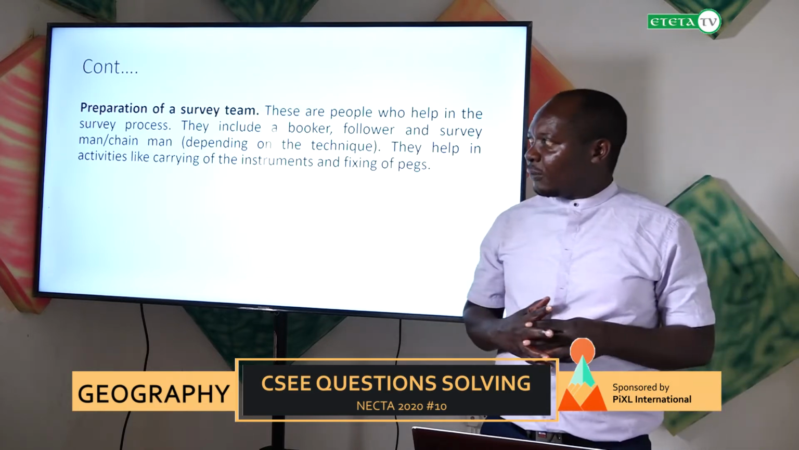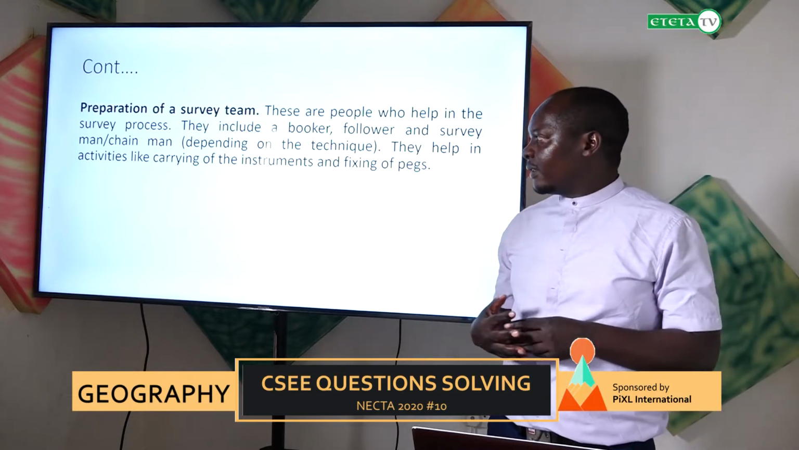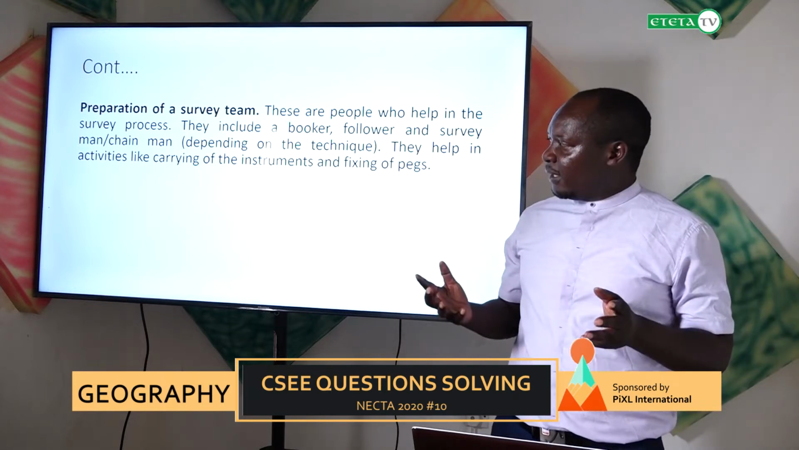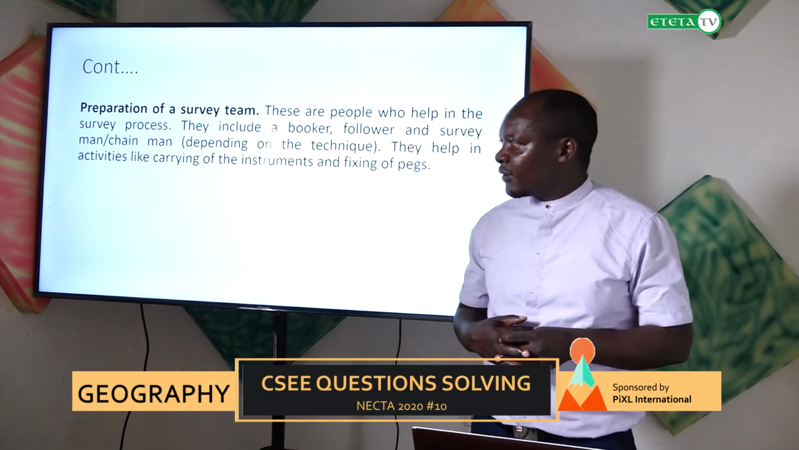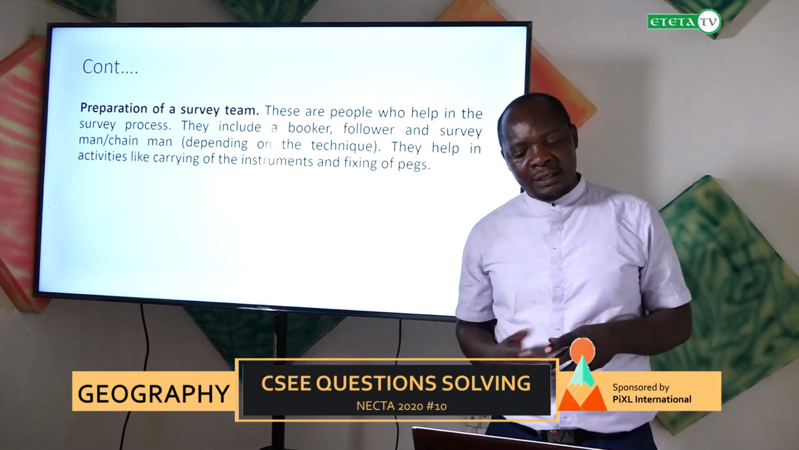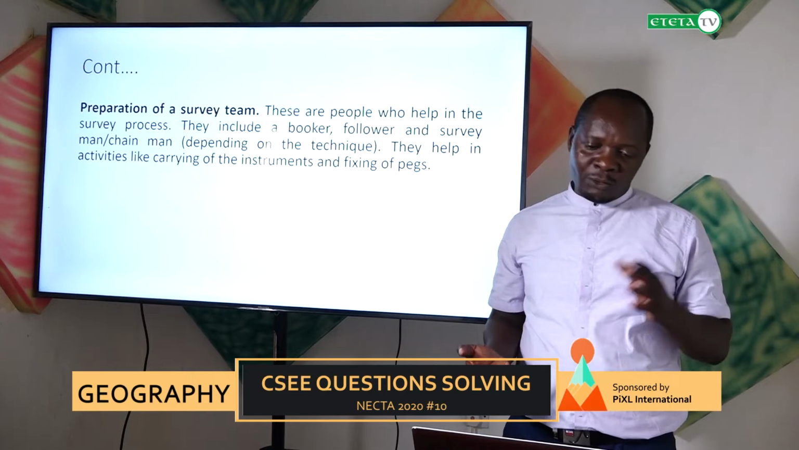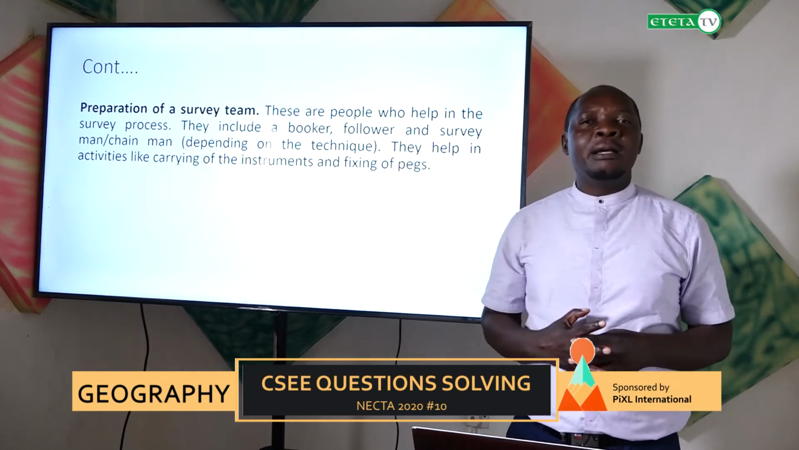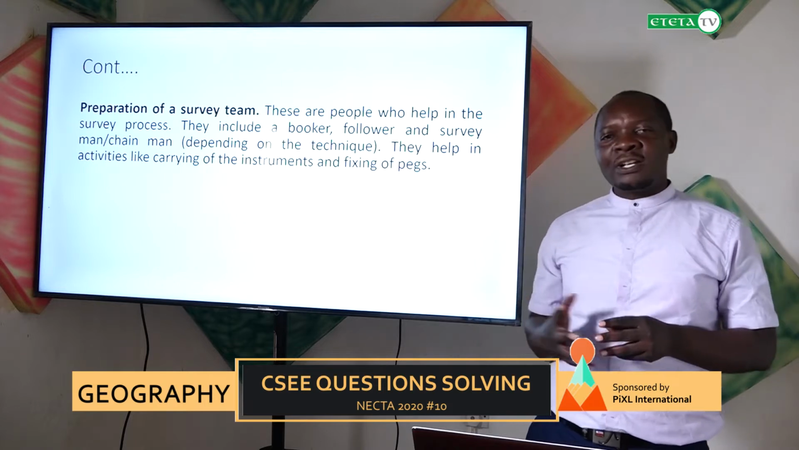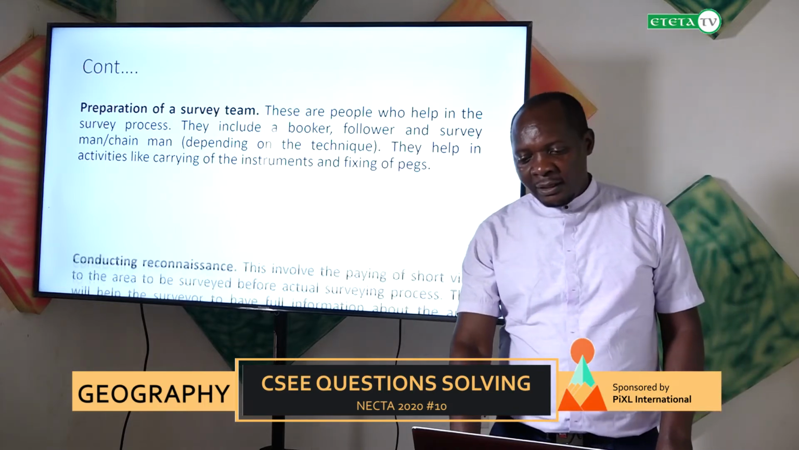So preparation of the survey team is another important pre-survey activity that has to take place. Usually the survey teams help in activities like carrying the instruments and fixing the pegs. Carrying those instruments used in the surveying process, whether it is a chain or arrows or pegs, but also these survey teams are essential in fixing the pegs in the field during the process.